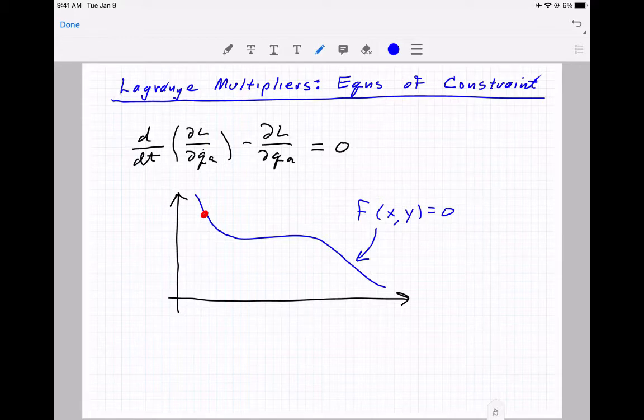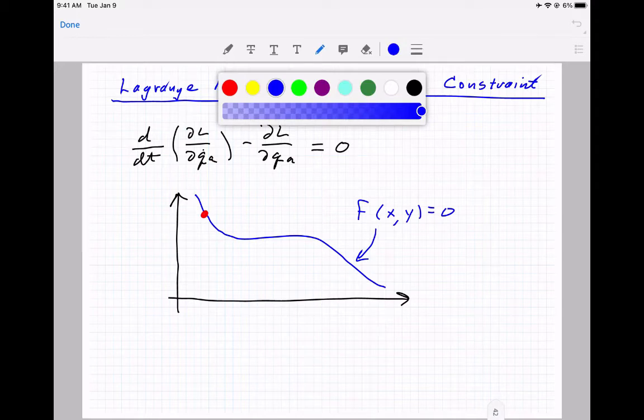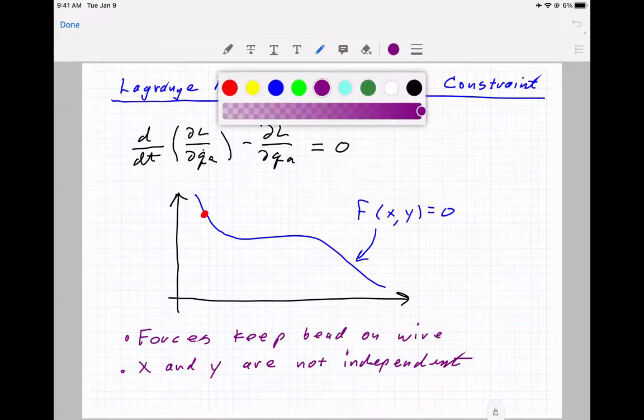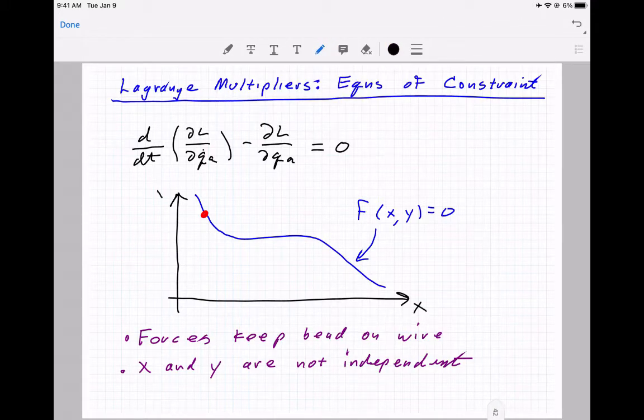So what's happening here is that forces keep the bead on the wire. And the other thing that's important here is that x and y are not independent. What I mean by that is, if I have motion along x and y, in fact, let me put those in: here's x and here's y.